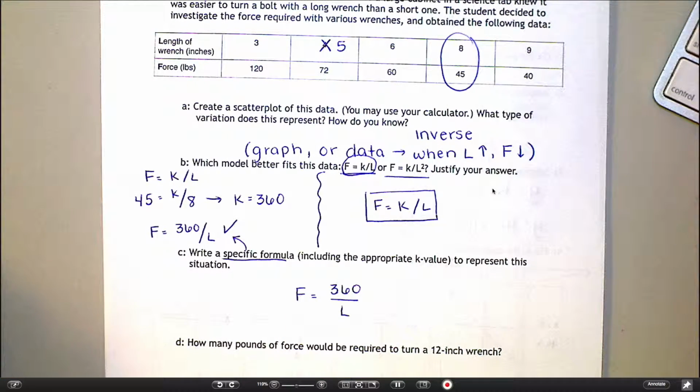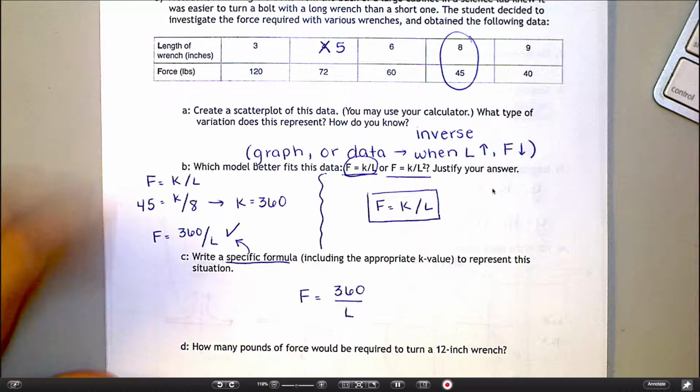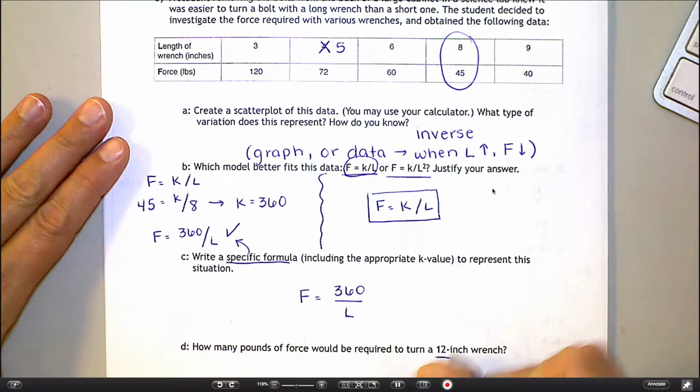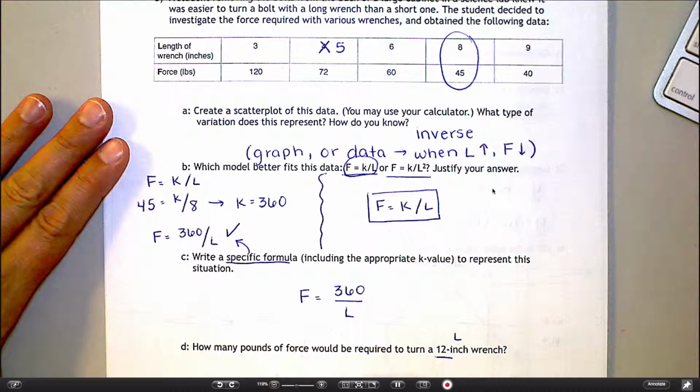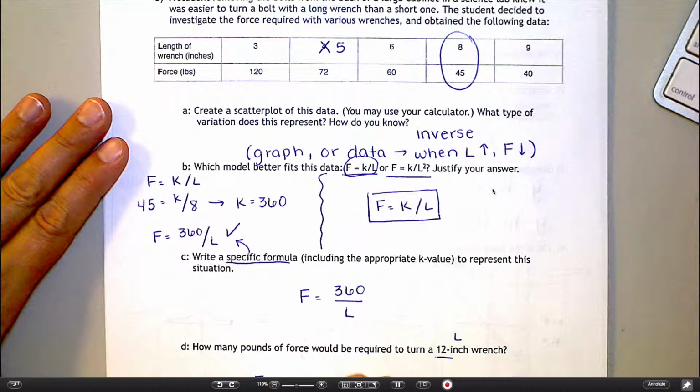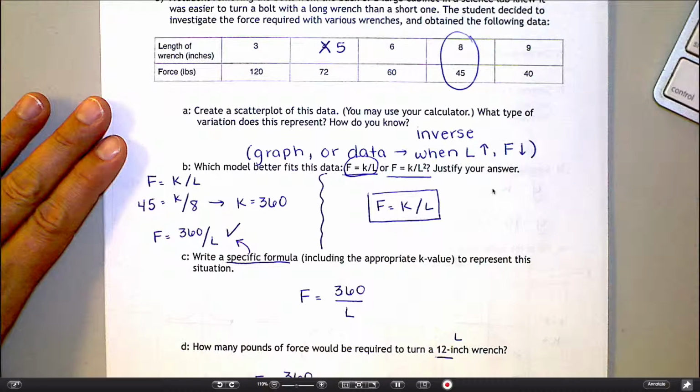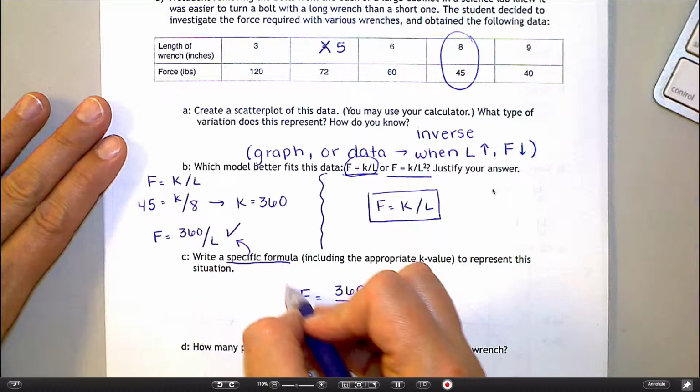And then it asks how many pounds of force would be required to turn a 12-inch wrench. Well, this is your L value, right? So I would say F equals 360 divided by 12, which should give you 30 pounds of force.